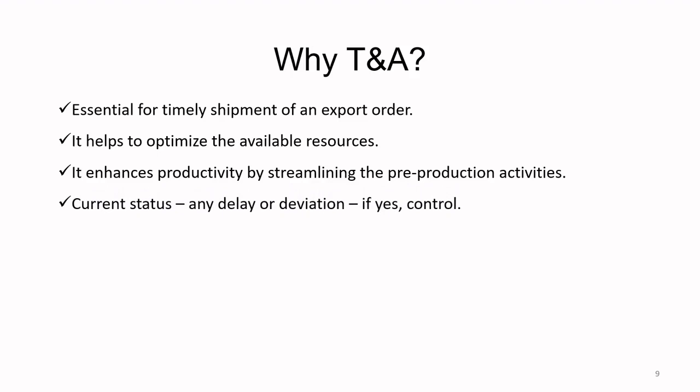And like it was mentioned, if you have a time and action calendar, only then would you know what the current status is and whether there is any delay or deviation. And if there is any delay or deviation, then control it. Meaning to say that if the production can be seen to be delayed, then how do you control it? You may increase the number of machines or you may put in more overtime so that you are still able to achieve the deadline.